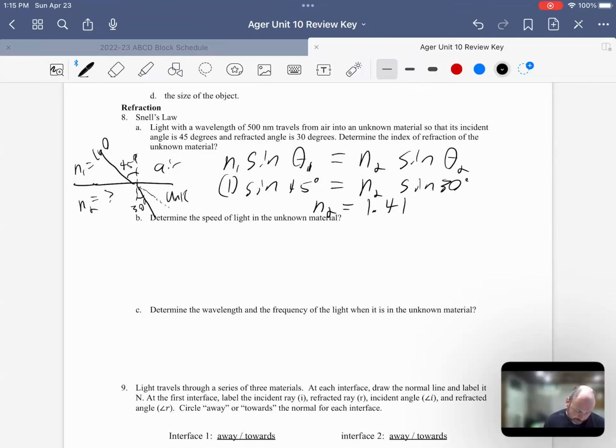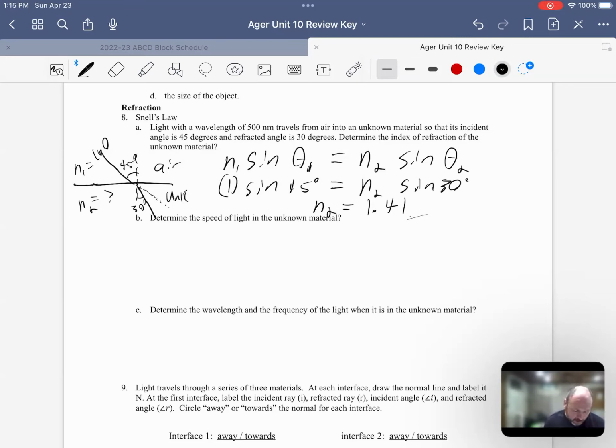Usually we'll ask what material that is, but it doesn't necessarily ask you what material it is in this one, so I'm not going to look it up yet, unless we have to. Another thing to note: no units on N. Index of refraction is just a ratio, so you don't need units for that.